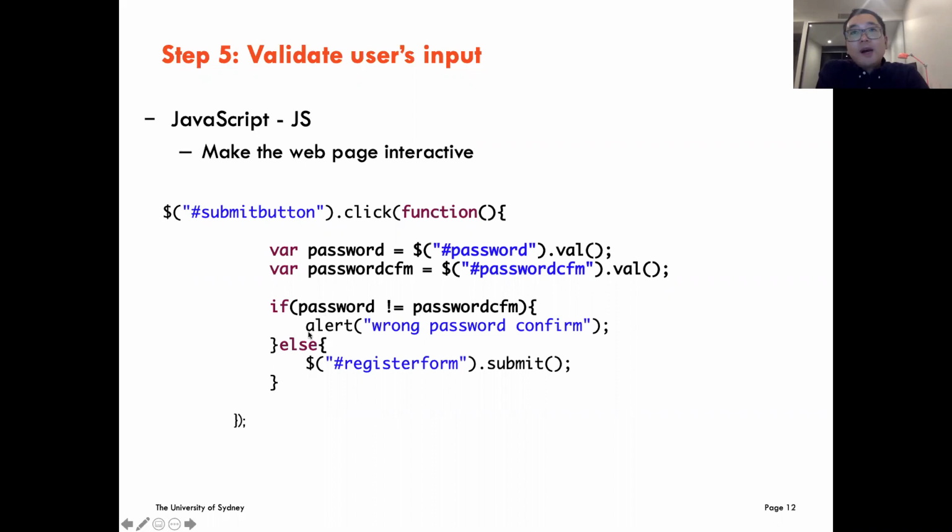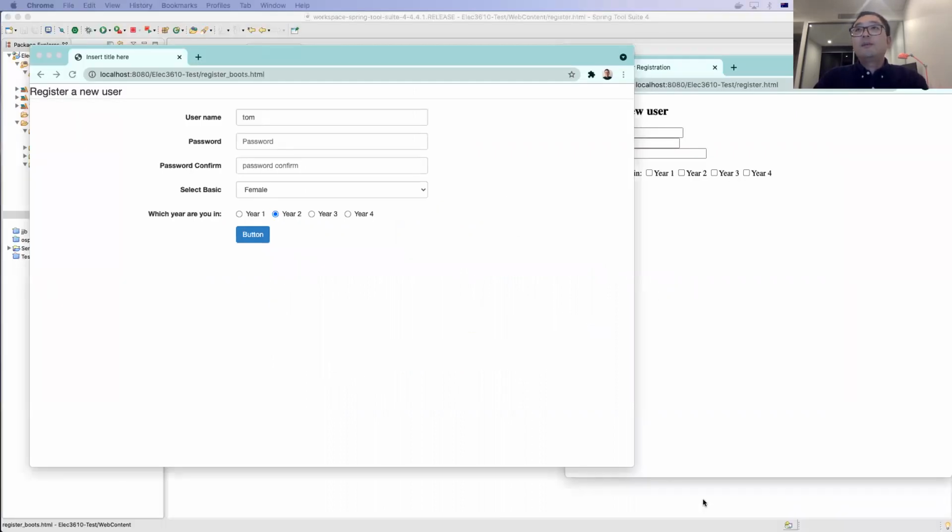If the passwords are not the same, we give an alert to tell the user, okay, you confirmed the wrong password, you need to input the password again. If the passwords are the same, we are going to submit this form to the backend. That's very simple logic.